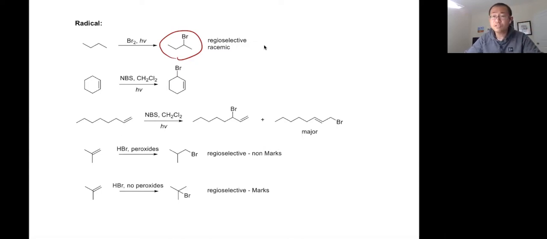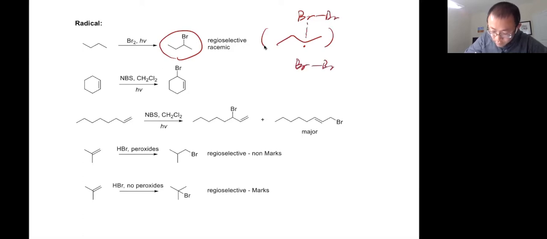So when it comes to substitution, remember you first get this radical. The intermediate is this radical, and this radical is flat. So when Br approaches, it can approach from either side. Can approach here, can approach here. That's why you get a pair of enantiomers, and the product will be racemic. So that's regioselective and also stereoselective. That's the result for radical reactions.